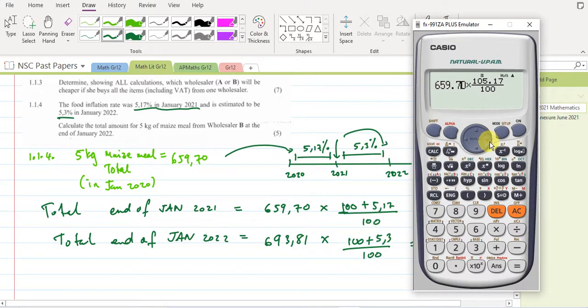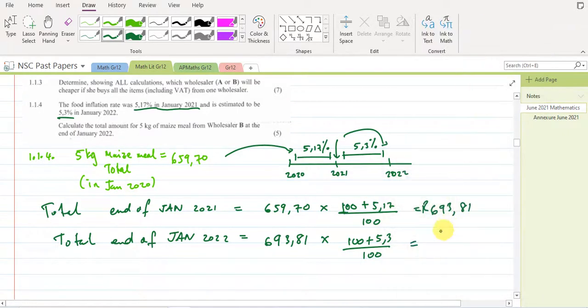So that amount will be 693.81 times 105.3 over 100. That should give us 730 rand and 58 cents. 730 rand and 58 cents. So that's how much the 5 kg maize meal from wholesaler B will cost in total at the end of January 2022. That's what you should do.